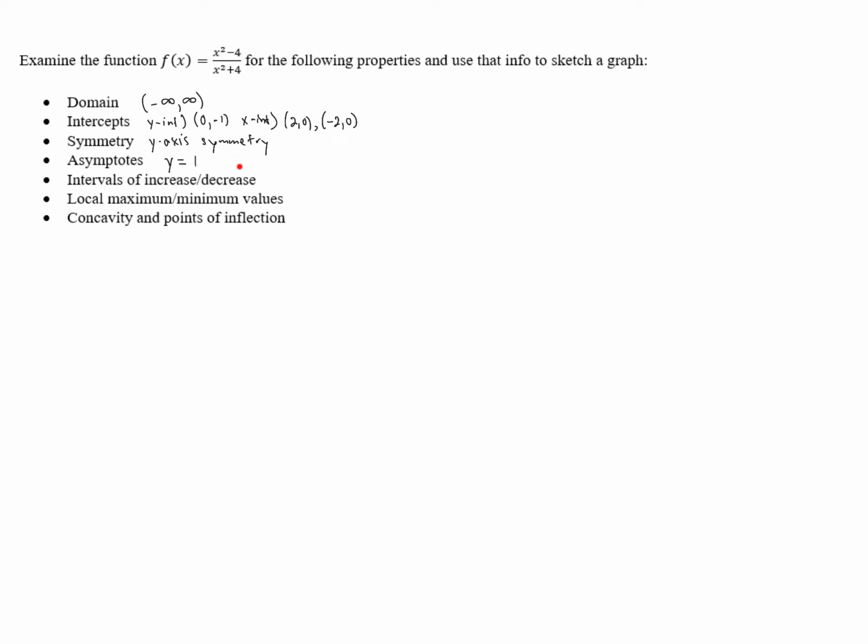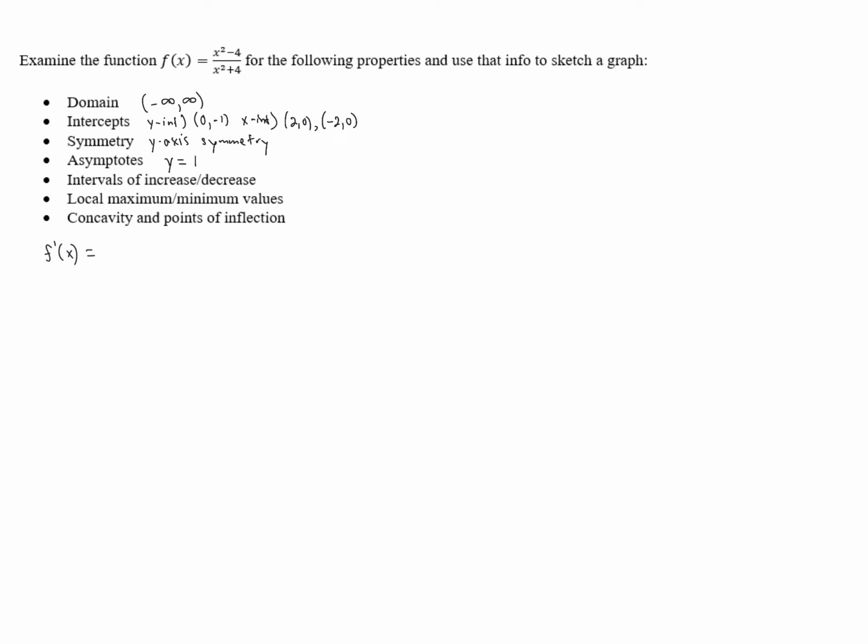For the intervals of increase and decrease and the local maximum and minimum values, we need to take the derivative. So let's do that now. I'm going to walk you through the first derivative, and then I'm going to let you do the second derivative on your own, just to make these videos a little bit shorter. But let's get a little bit of practice. We'll do the first derivative.